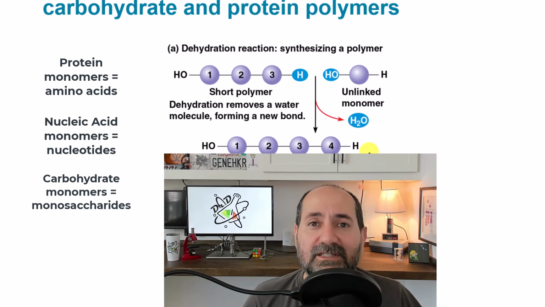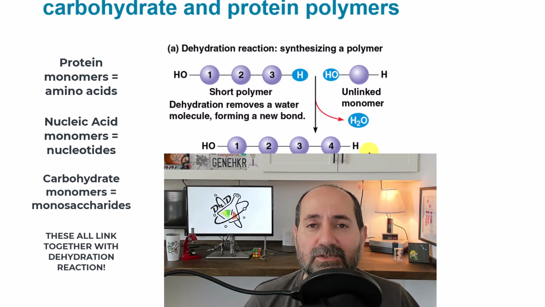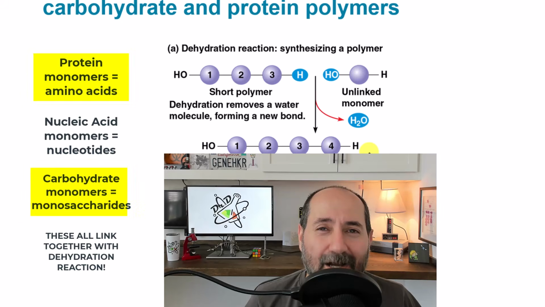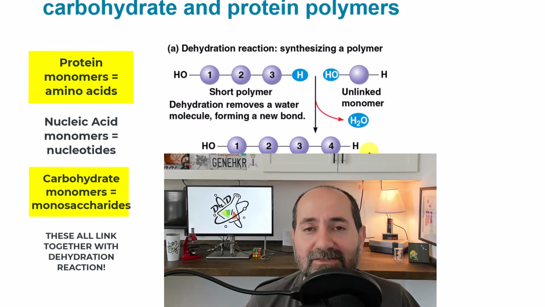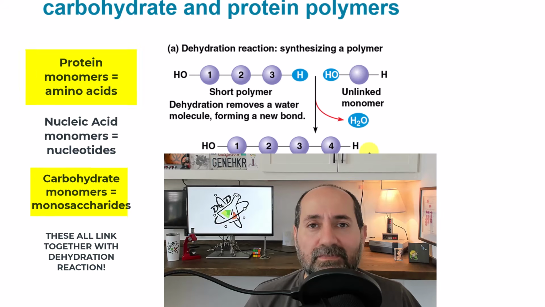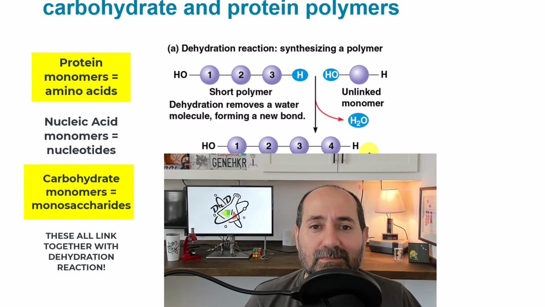They're all linked together with dehydration reactions. So it doesn't matter which monomers you're talking about. All of the macromolecules have building blocks, and those building blocks are called monomers, and those monomers link together with dehydration reactions. Again, it doesn't matter if you're talking about how amino acids link together to form proteins, or how monosaccharides link together to form polysaccharides. It doesn't matter. They all link together the same convenient way.